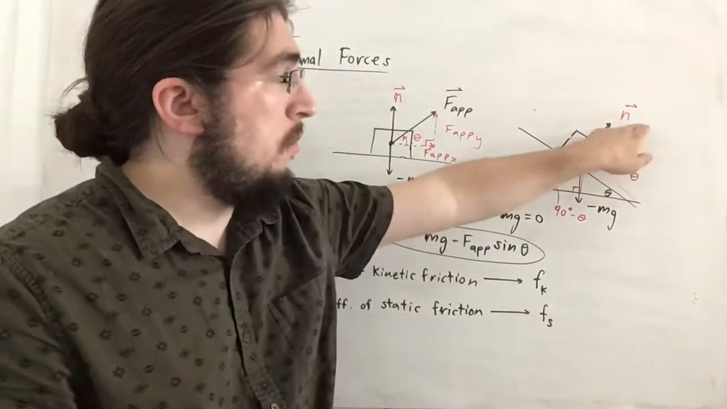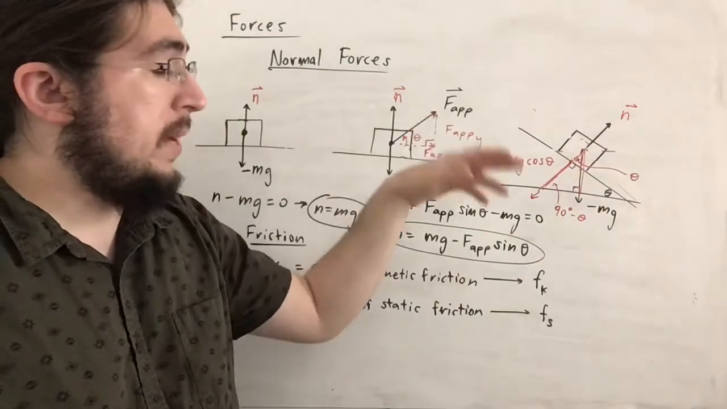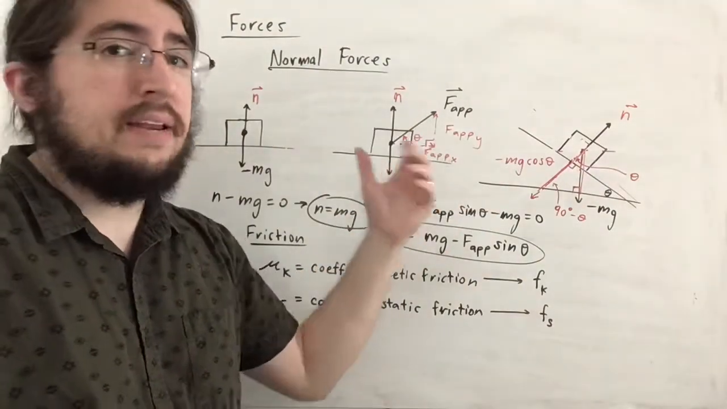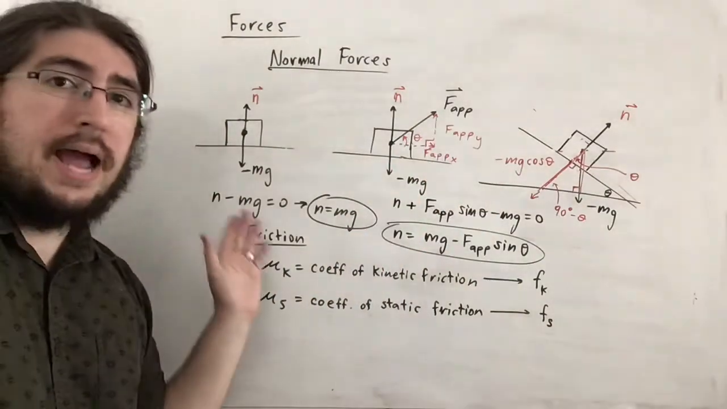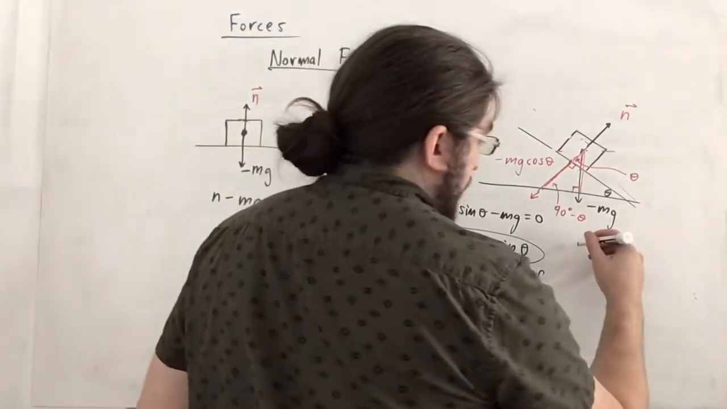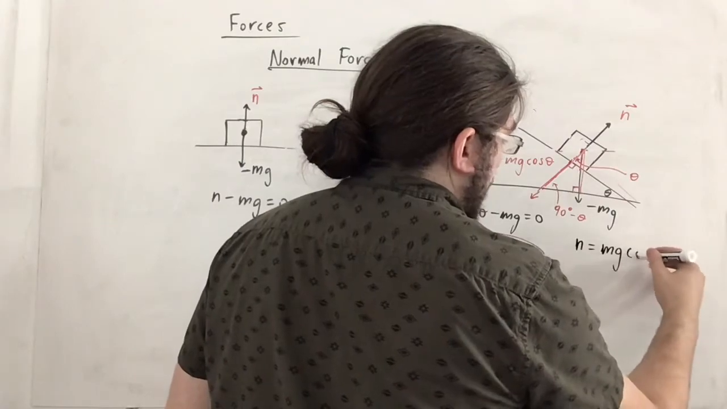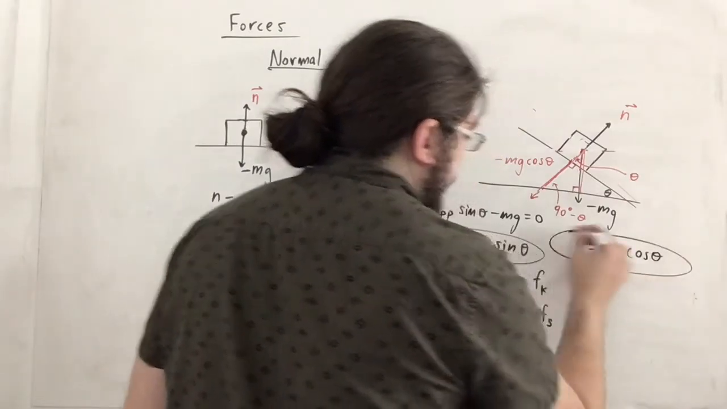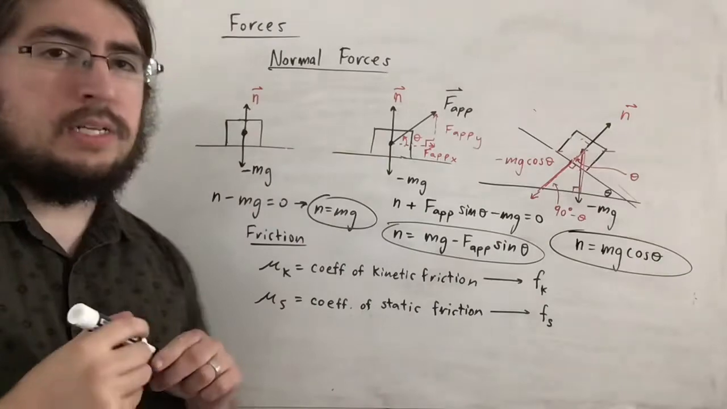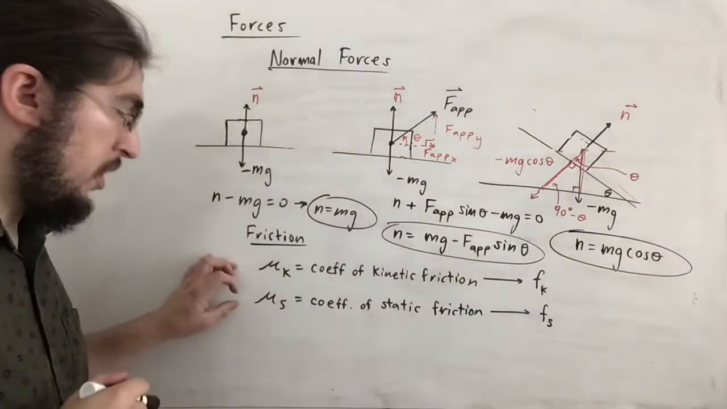So that means this normal force must have a magnitude equal to this without the negative, kind of like what we did here, just add it to the other side. So what we end up getting here is that the normal force is equal to m times g times cosine of the angle. And the last thing I'm going to talk about is friction.